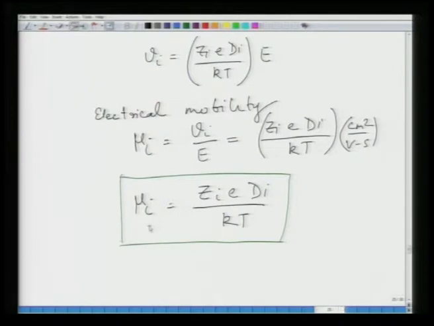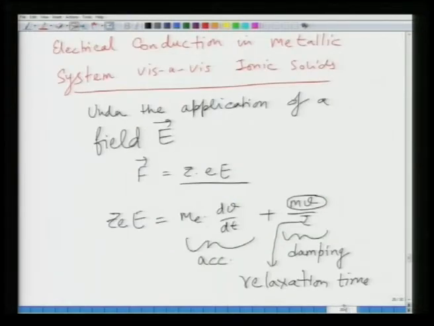So, this is mu i equal to Zie Di by kT, because we know that in case of electrons, mu does not depend upon diffusivity, as I will just come to in a minute. And here, you have this dependence on temperature and diffusivity. So, this is your mu i for ionic systems in case of ionic defects.